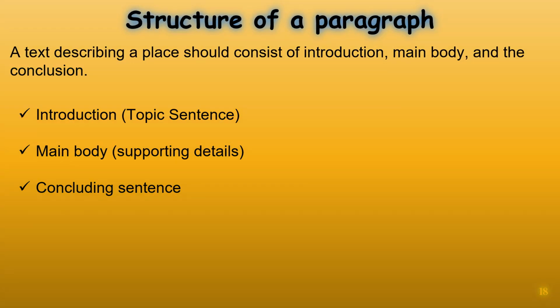Let's take a look at the structure of the paragraph. A paragraph describing a place should again consist of an introduction, main body and the conclusion, the same as when you describe a person. In the introduction, you will write the topic sentence where you write the name of the place you are describing. In the main body, or supporting details, you will write about places to see, population, distance, weather, facilities and other things. The activities people can do, all that comes under the main body. And in the concluding sentence, you can say whether you like the place or you are from there or something like that, a last sentence to conclude your essay.